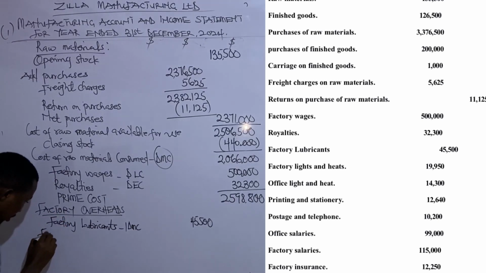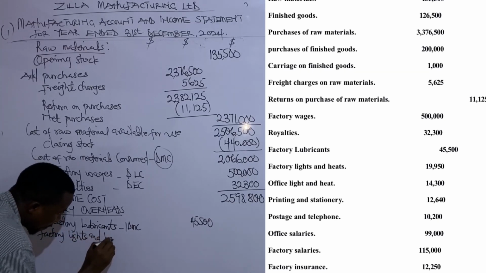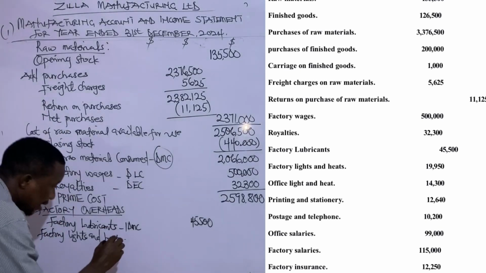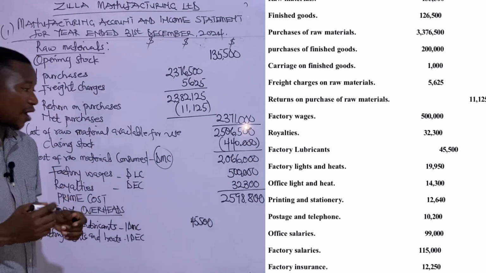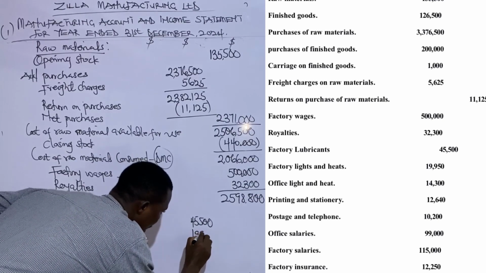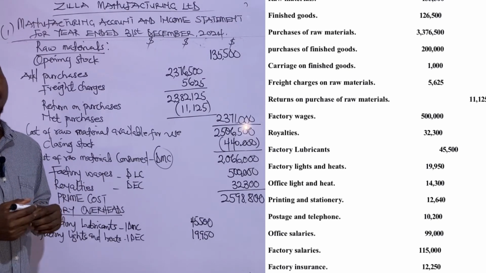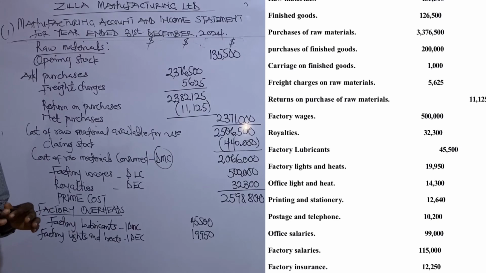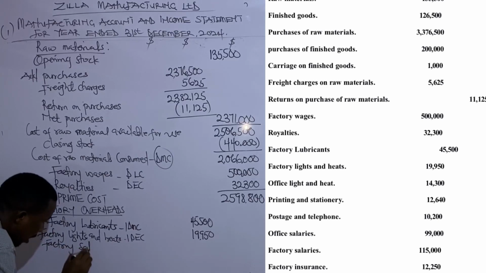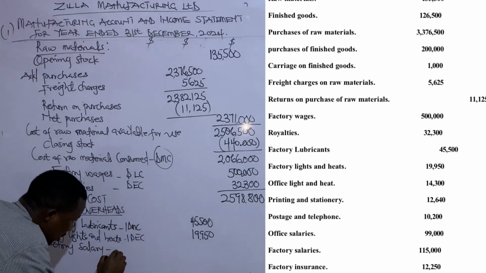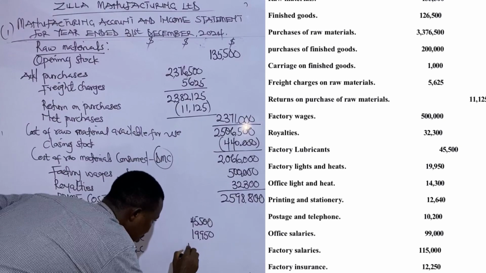So we have factory light and heat. Good. And factory light and heat is an indirect expenses cost. Is that okay? And the amount is 19,950 from the question. Good. From the question, we could see factory salaries too, of 115,000. Yes. So we have factory salaries, or factory salary. And the salary is also indirect labor cost. Okay, and the amount is 115,000 from the question.